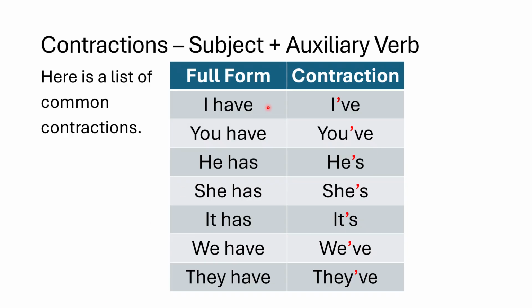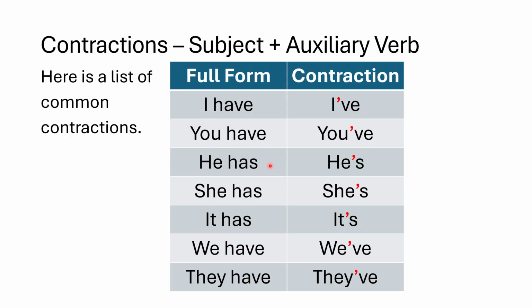I have. I've. Notice the apostrophe replaces the missing letters H and A. You have. You've. Notice the apostrophe replaces the missing letters H and A.